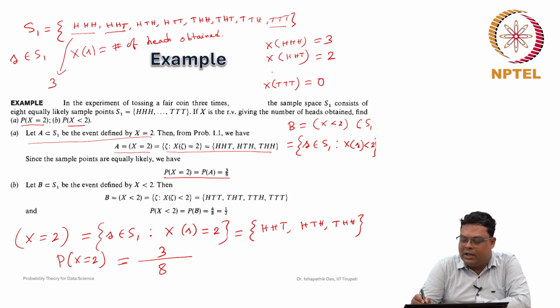Then what are the points in S1 which satisfy this relationship? Equal to 2 means exactly 2, but less than 2 means it may be 0 or 1. The random variable takes the values 0, 1, 2 and 3, and that is known as the range of the random variable.